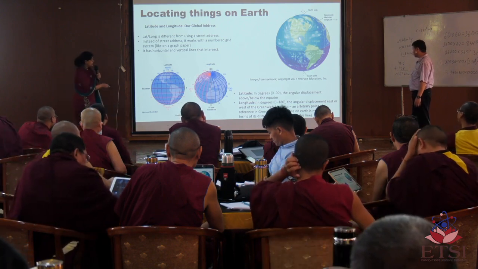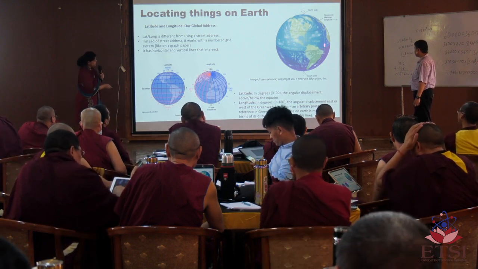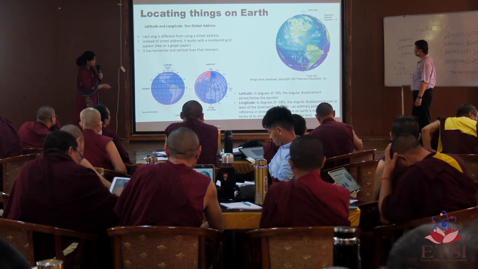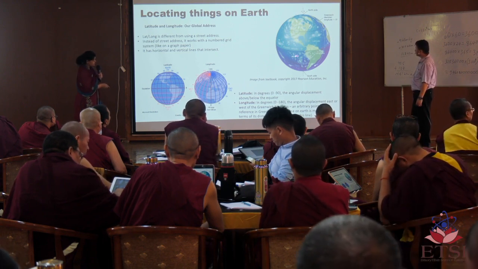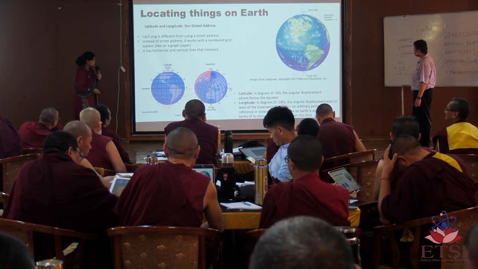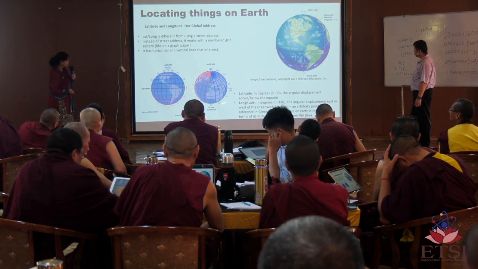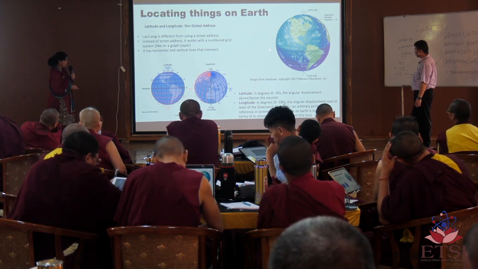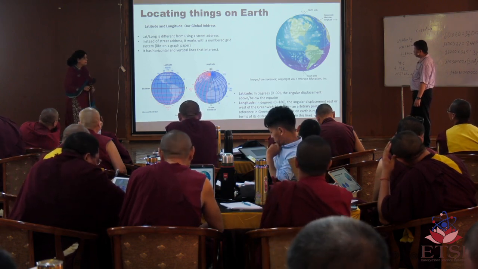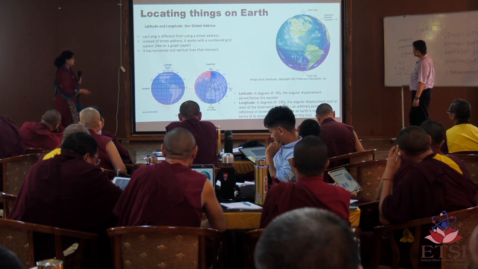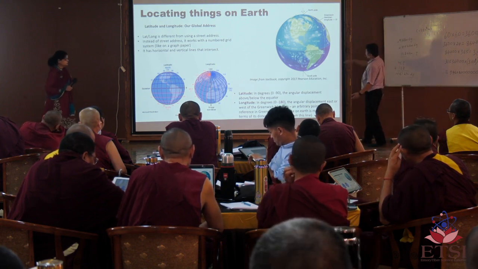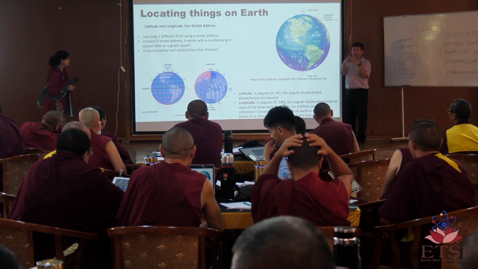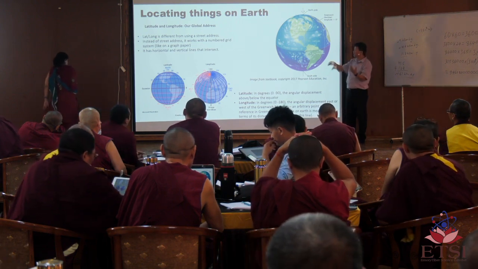So here the longitude is 0, but anything on the right is towards the east. Anything from here on this side is towards the west. So this angle goes from 0 to 180 degrees on the east side and then on the west side, 0 to 180 degrees. 180, okay. Right.